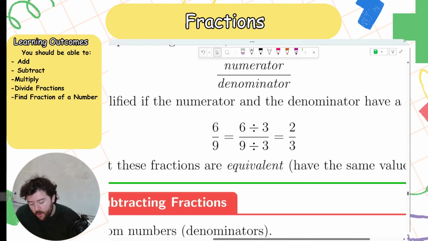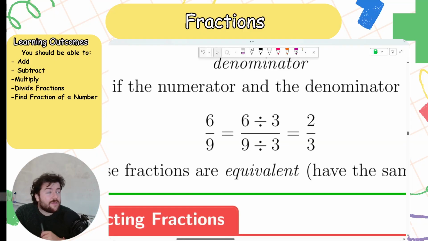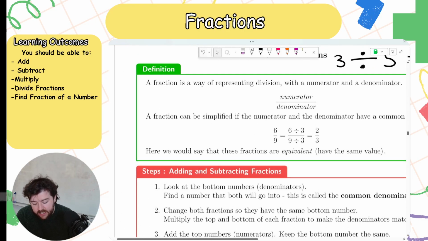We can also simplify fractions. We simplify fractions by dividing the top and bottom of the fraction by a common factor. A common factor between 6 and 9 is 3, so we divide both by 3. So 6 over 9 and 2 over 3 are equivalent fractions.